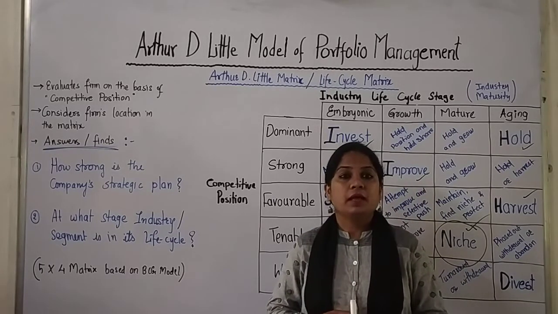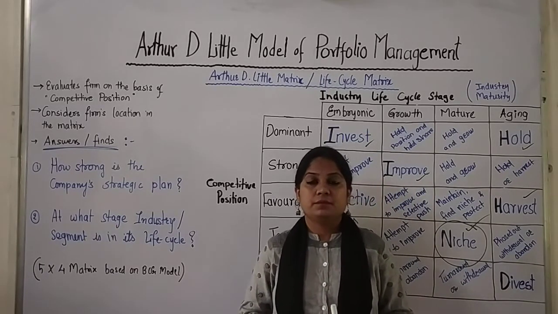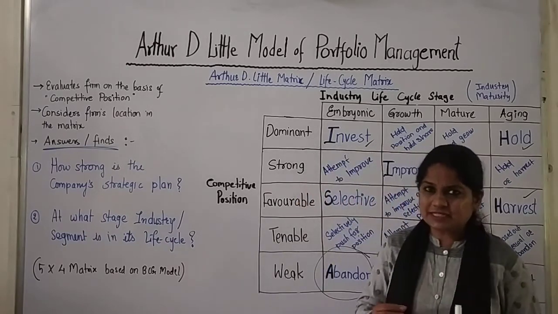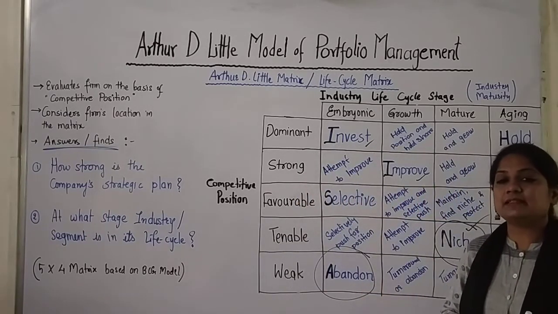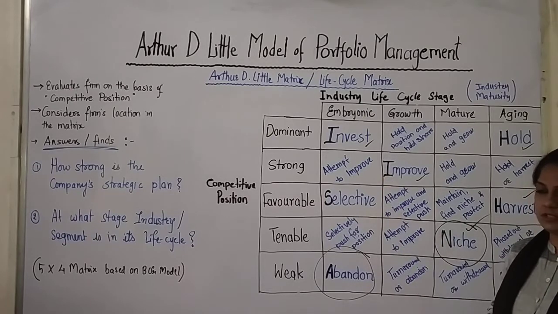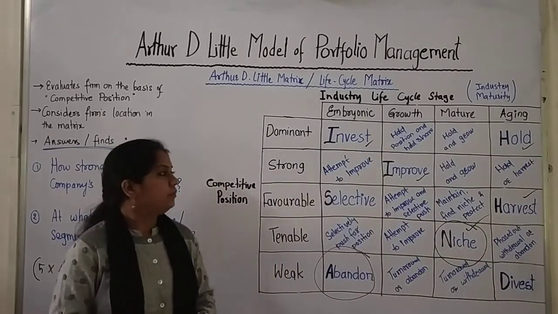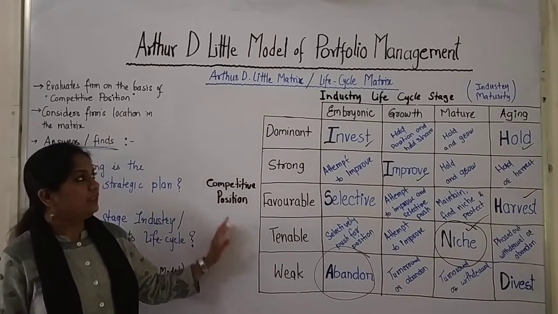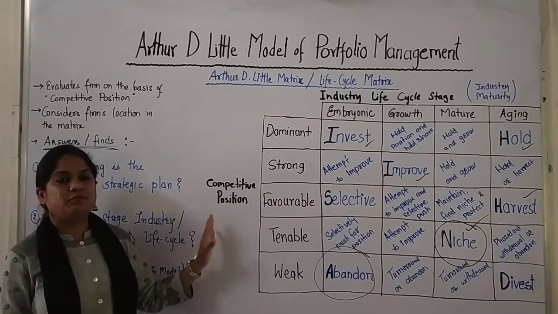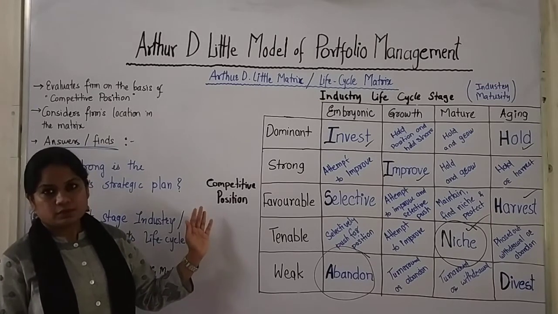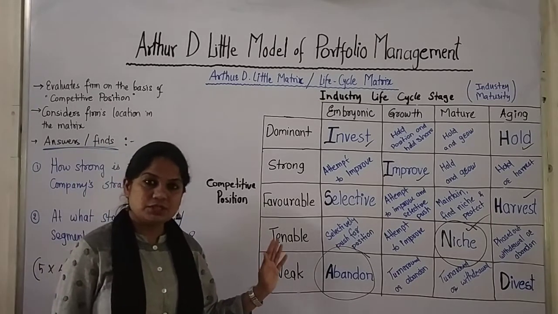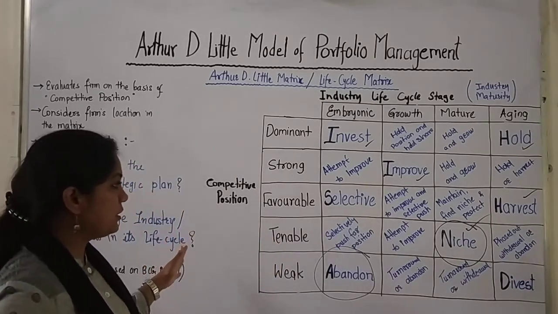So friends, I hope you have understood this so far. Let's take a pause of 2 to 3 seconds and you can recall what we have just understood. Fine. So 2 dimensions, 5 and 4 matrix, and the decisions to be taken.